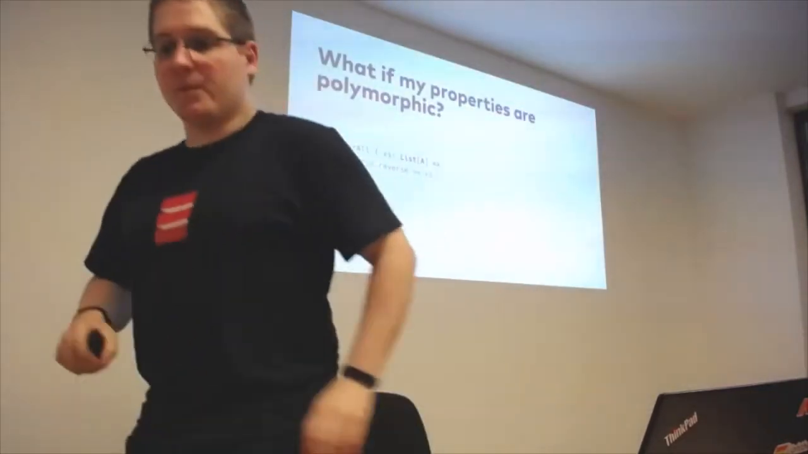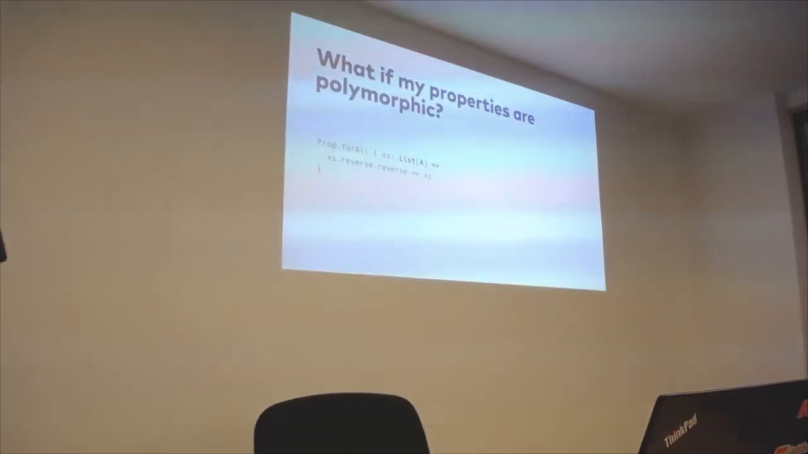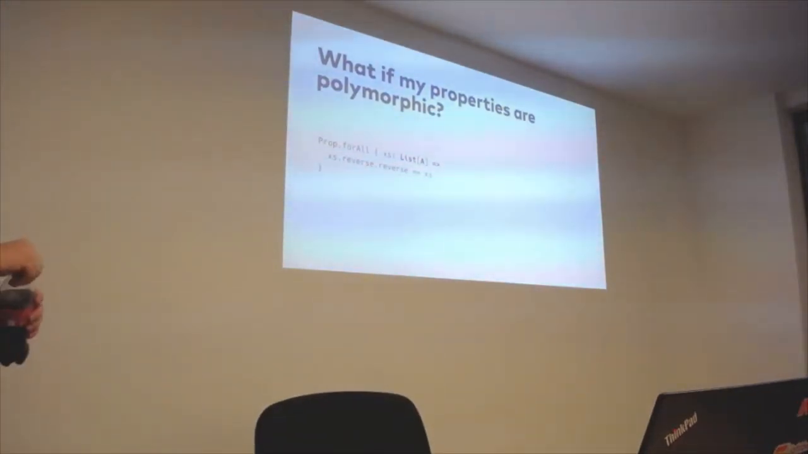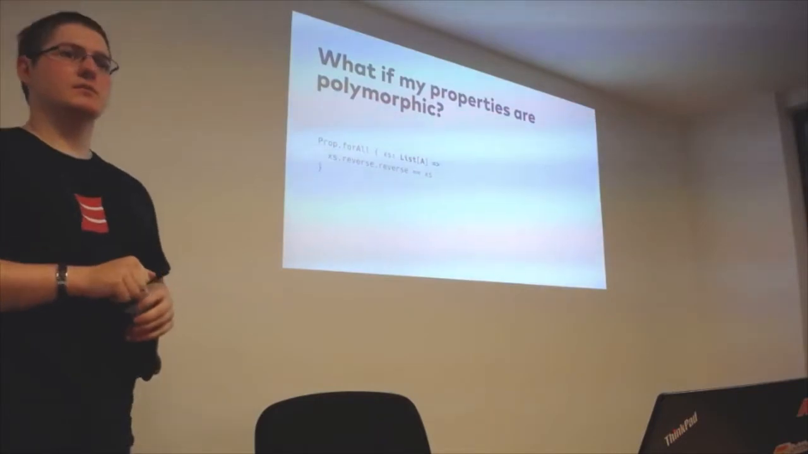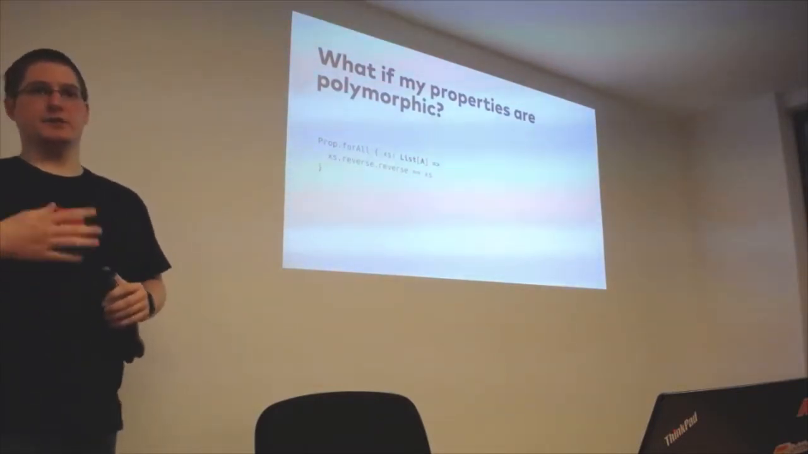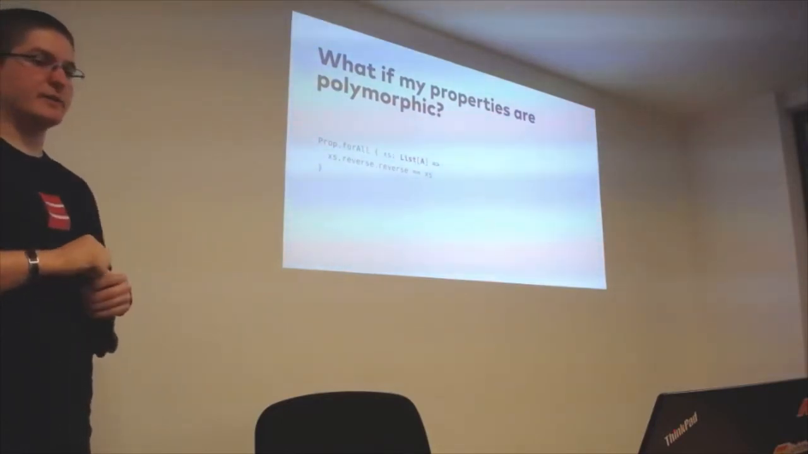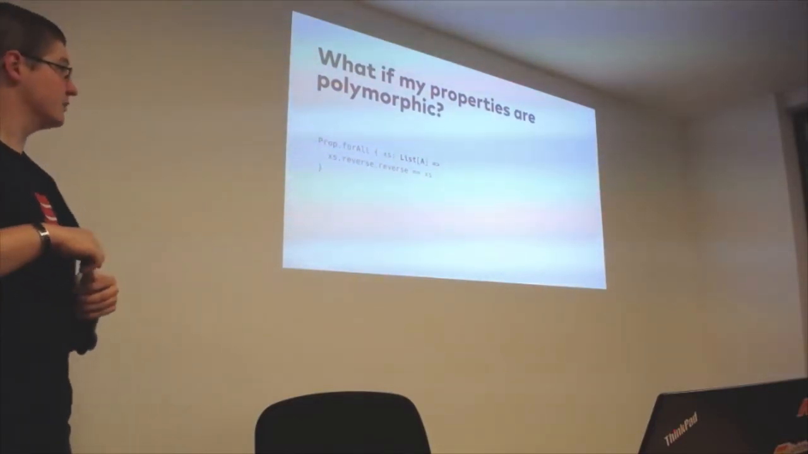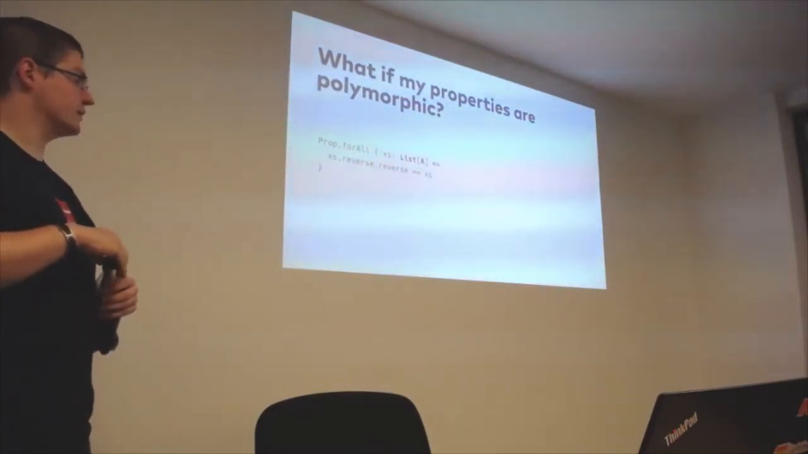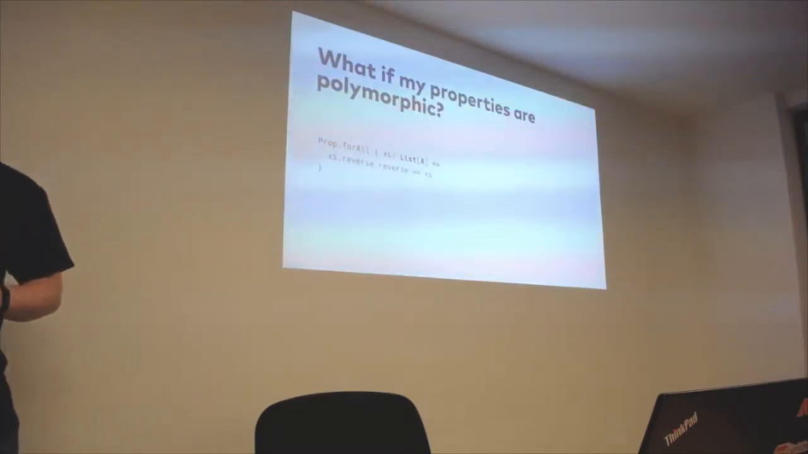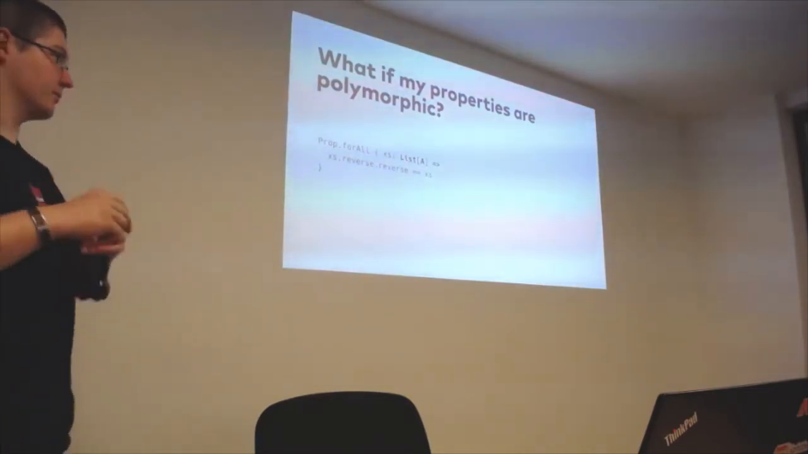Okay, so far what I've shown you are properties where we're always talking about a specific type. So we had strings, we had integers, and also the smallcheck example was talking about prime factors of integers. But sometimes you may have code that's actually polymorphic, which means it works on arbitrary types.